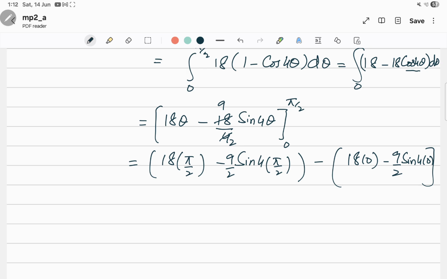So if you simplify these limits, you will be left with 9 pi from here, and minus 9 over 2, 4 divided by 2 is 2, so sine 2 pi, and minus 18 times 0 is 0, and sine of 0 is 0, so this will be 0, and sine of 2 pi is 0, so you are left with 9 pi, which is the answer. So this is the total area of the curve C.